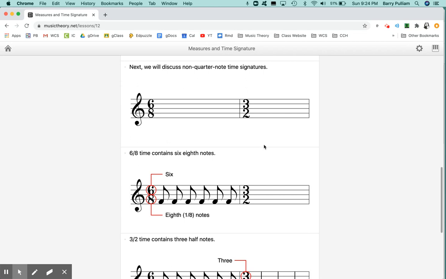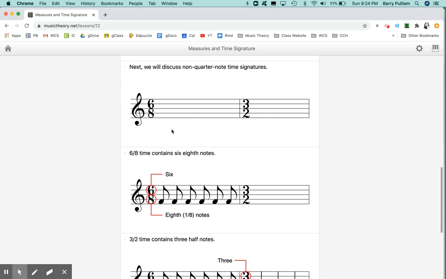Non-quarter note time signatures: 6/8 and 3/2. I hardly ever see 3/2. I cannot remember the last time I saw a 3/2 time signature. 6/8 is very common, and it is counted as 1, 2, 3, 2, 2, 3, 1, 2, 3, 2, 2, 3, 1, 2, 3, 2, 2, 3.